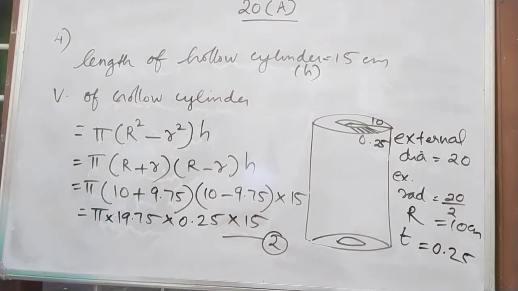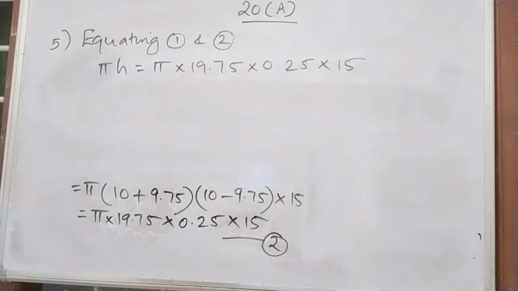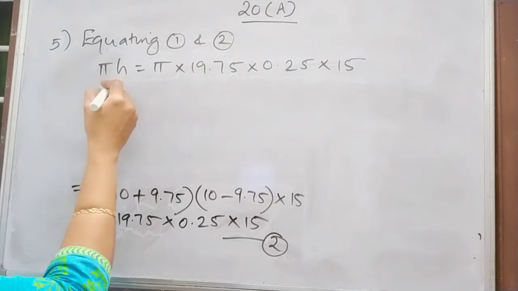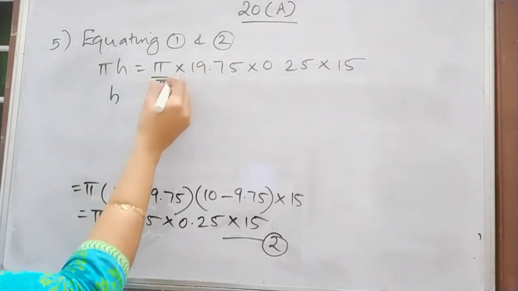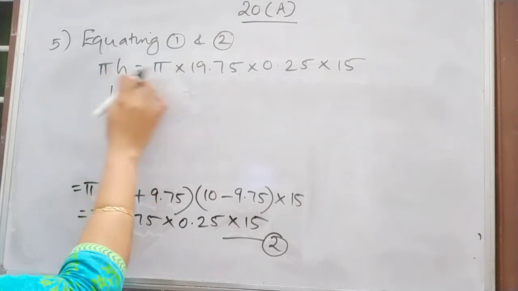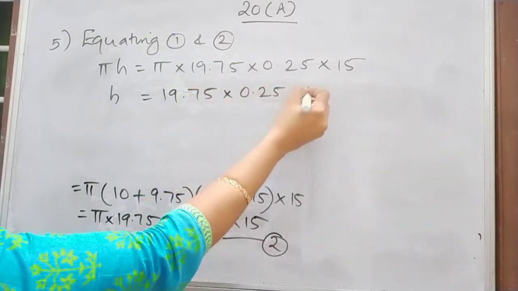What about equation 1? The volume of the cylinder is what? We wrote it as pi into h, no? So h we have to find out, isn't it? So equating 1 and 2: in equation number 1 we have pi h, and in equation number 2 we have pi into 19.75 into 0.25 into 15. If you are taking h, this pi will come in the denominator, so it will cancel. Directly, without doing this division, you can cancel this pi and pi. So h will be 19.75 into 0.25 into 15.